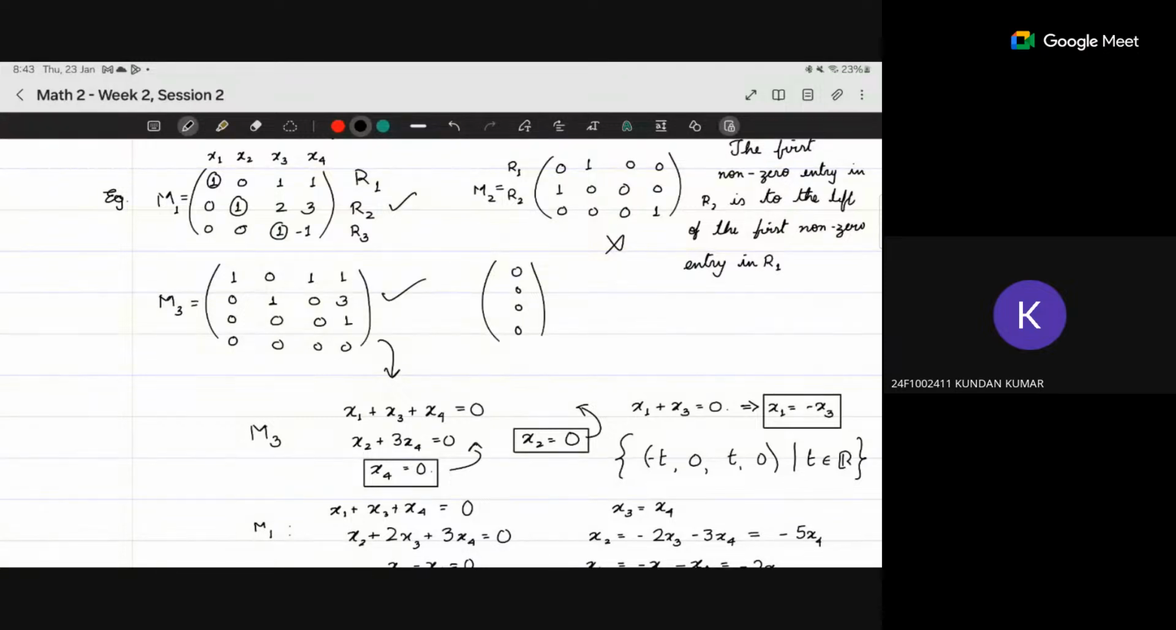So you follow this algorithm, right? You circle all the.